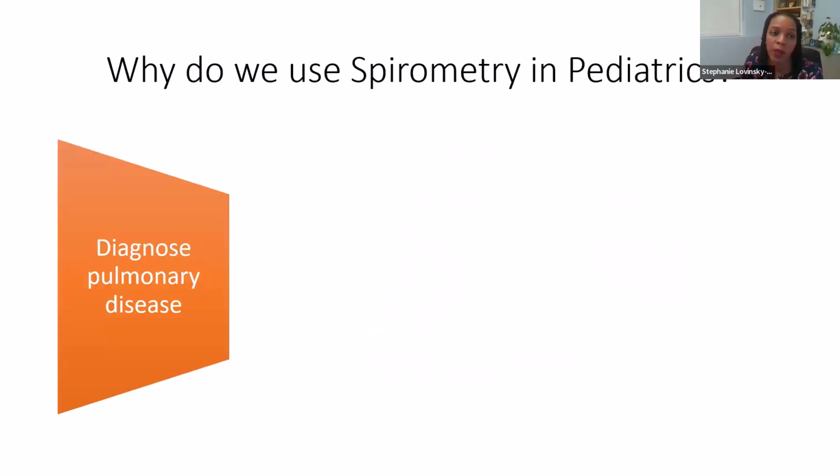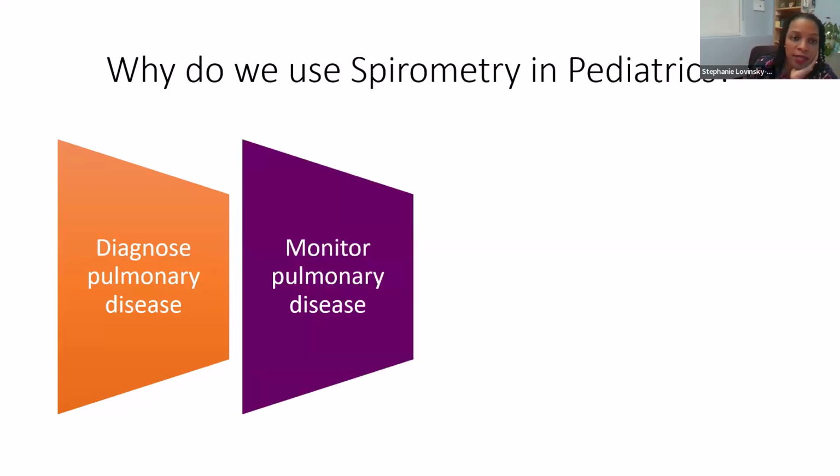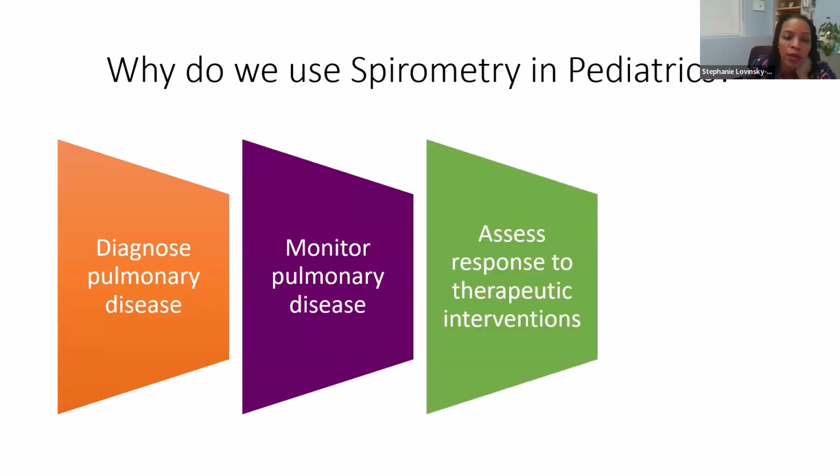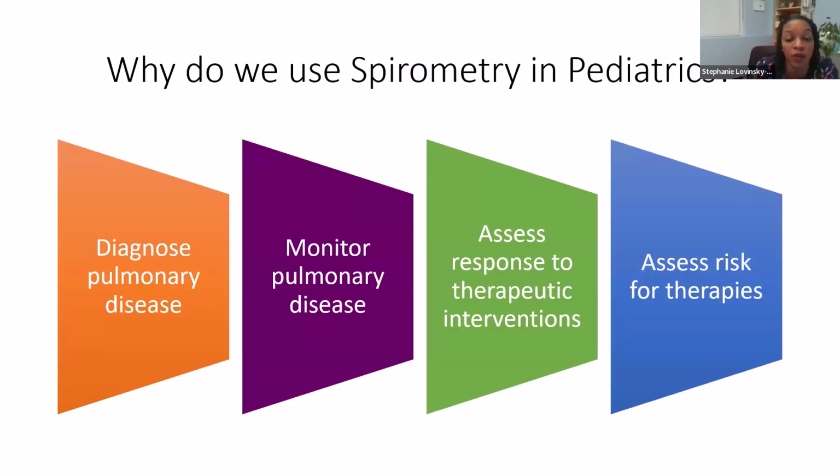So just to think a little bit about why we use spirometry in pediatrics, what are the purposes? We use spirometry to diagnose pulmonary diseases such as chronic lung disease of prematurity and interstitial lung disease. We use it to monitor disease progression, for example in cystic fibrosis or other lung diseases that are associated with disorders like sickle cell disease or rheumatologic conditions. We use spirometry, or lung function, to assess response to bronchodilators. Again, we use this in asthma to see if there's an improvement before and after. And it's also very important in the oncological space, to assess risk for therapies.